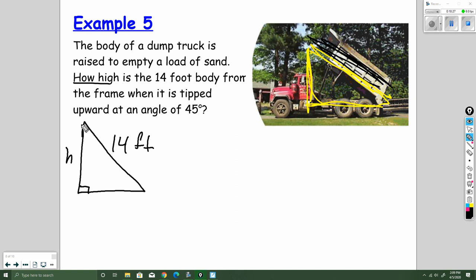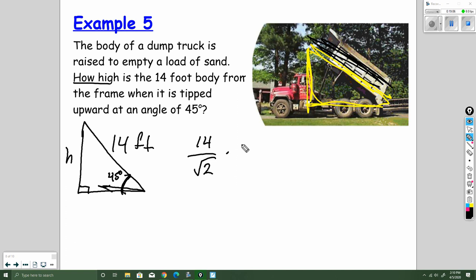And then it says when it's tipped upward at an angle of 45 degrees. That means, when it's tipped upward at an angle, we might call that the angle of elevation. So the angle of elevation is 45 degrees, and this is a 45, 45, 90 degree right triangle, so we don't need to use trig ratios here. We just have to find the leg given the hypotenuse, which means we would divide by root 2. Remember, those ratios are 1, 1, root 2.